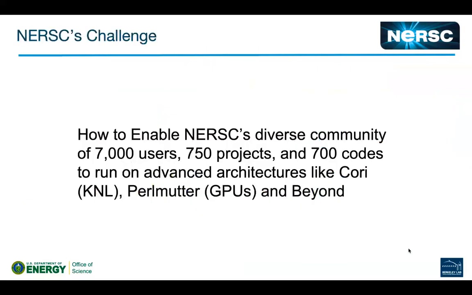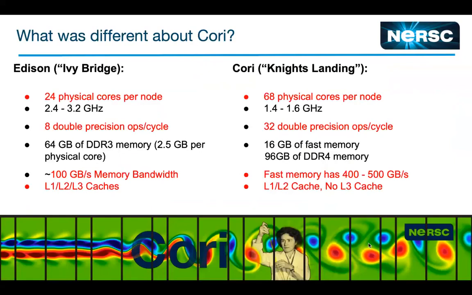The challenge for us has really been how to enable NERSC's diverse community of 7,000 users and 750 codes to run on advanced architectures like Cori, which is a KNL architecture, and then Perlmutter with GPUs and beyond, and do so productively. This is a challenge that many other facilities face, but NERSC is one of the places where the scientific community is where the rubber hits the road. And as the HPC community moves towards exascale, we want to make sure that community doesn't get left behind.